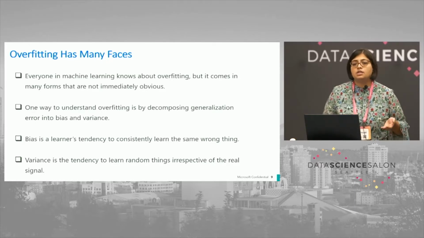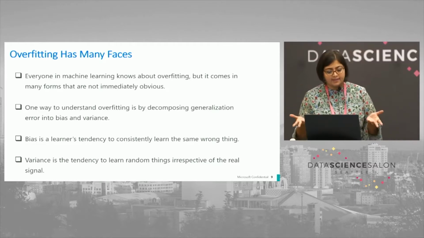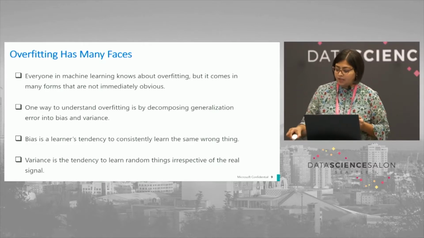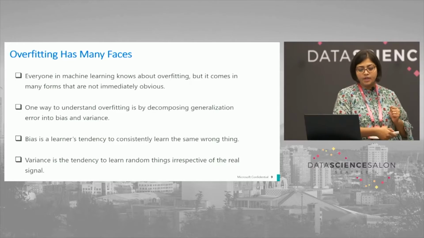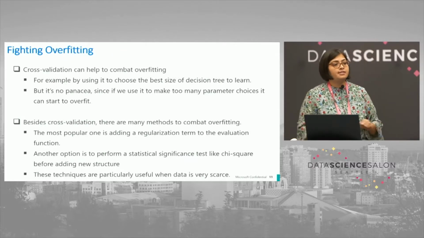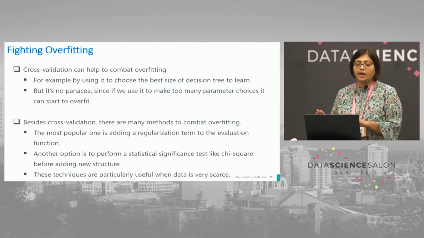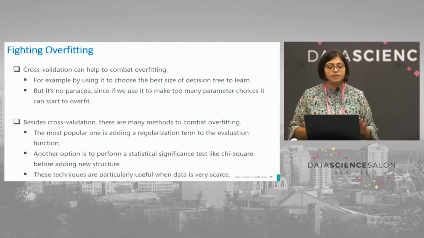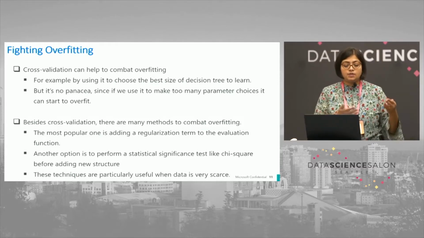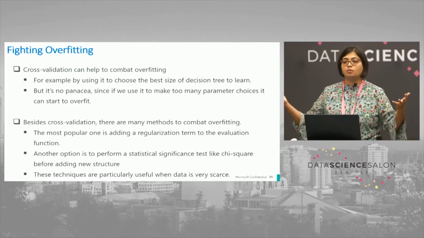And one of the ways you can do it is feature ranking, right? Very, very basic thing that you can do to handle that kind of thing. So fighting overfitting, the very basic thing that you can do is cross-validation. That can definitely combat a little bit with overfitting. For example, by using it to choose the best size of the decision tree that you want to learn.